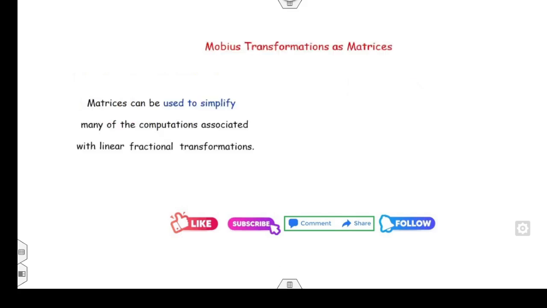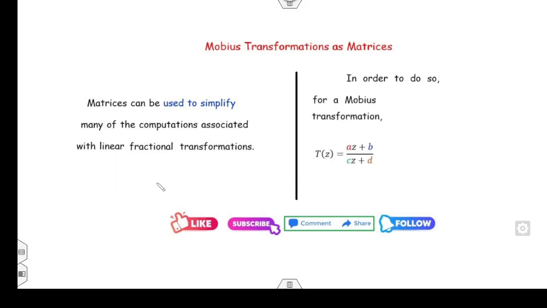Now, we all know the matrix is used to simplify many of the computational processes in the linear fractional transformation. What is the meaning of linear fractional? It is also called a bilinear transformation, or it is also known as Mobius transformation. How can you think about that? If you have any Mobius transformation, then we can convert it into the matrix format.